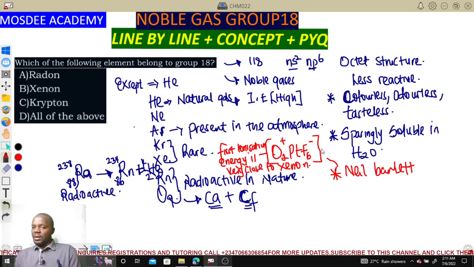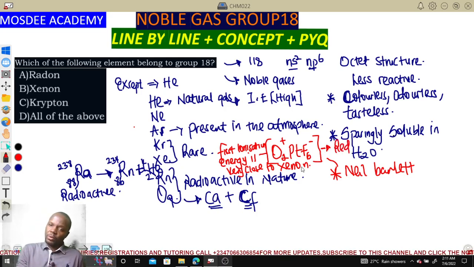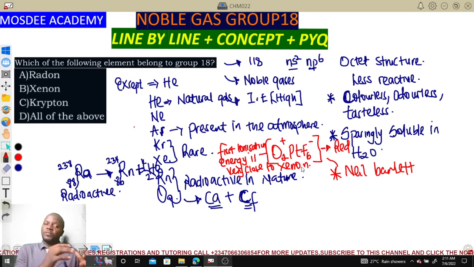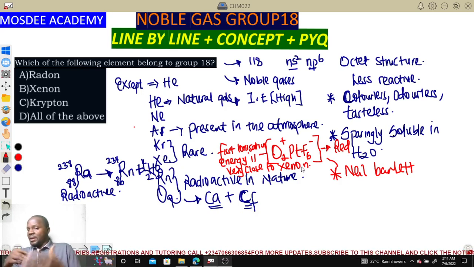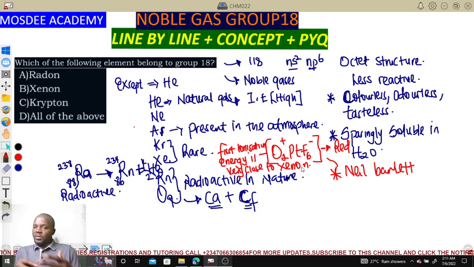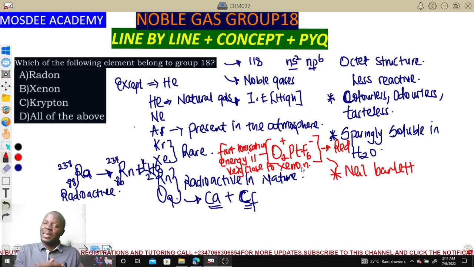This particular compound is studied as having a reddish color, a red color in simple layman language. So they don't react. That is their general trend. But it was later discovered by this man that it is possible for xenon to react, because oxygen has a first ionization energy of about 175 kilojoules per mole, and xenon is about 170 kJ per mole.